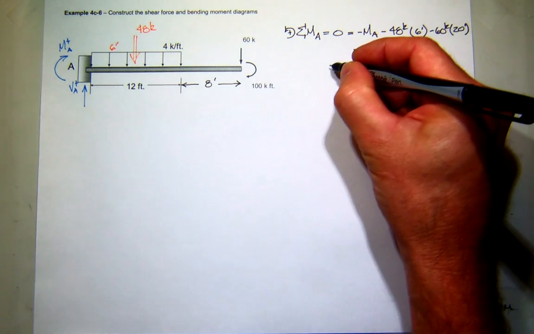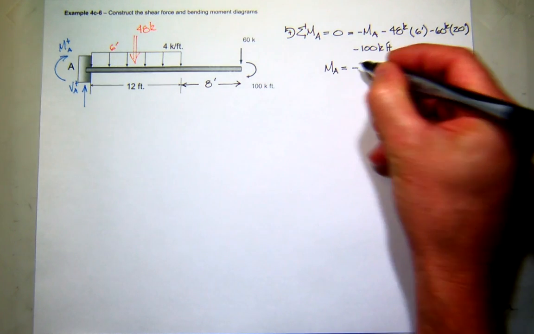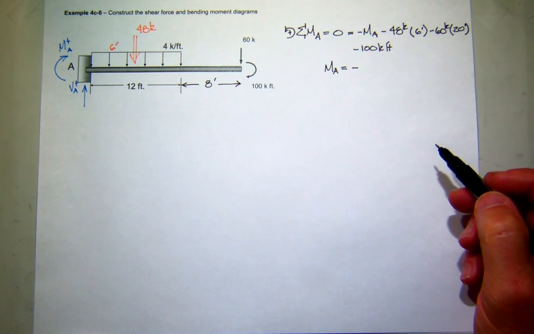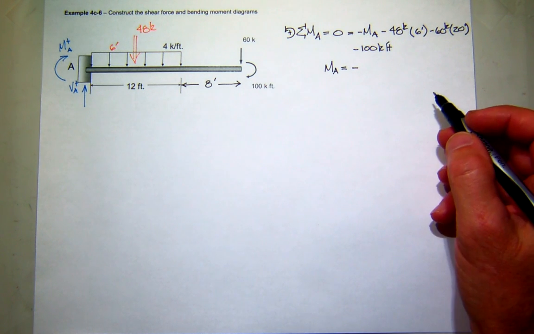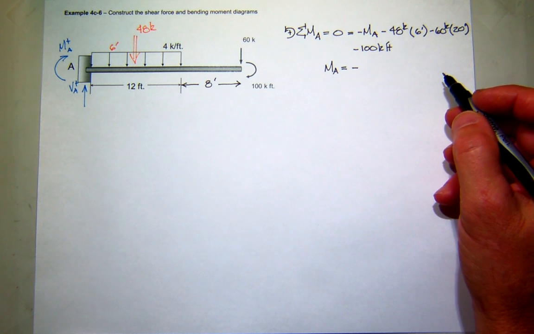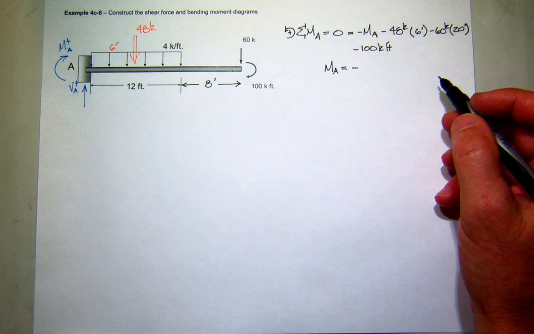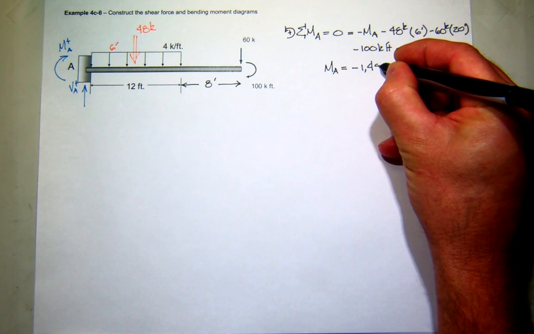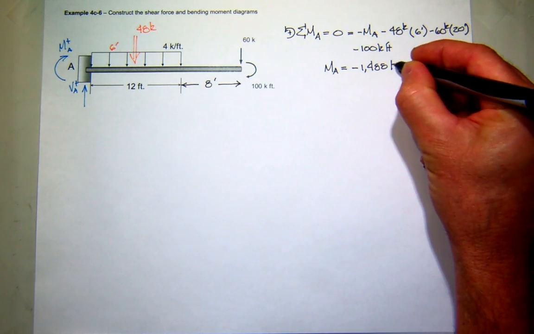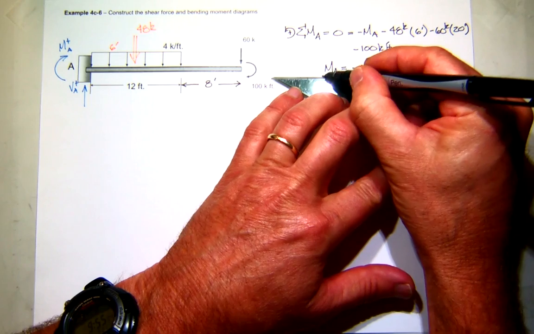So with all that, I should be able to solve for the moment at A. It looks like it's going to be negative. I don't know what all that is. You guys are going to have to help me with that. I have negative 1,488. Somebody help me check. Anybody else get that? 1488? I tried a new technique on my side. Yeah, I got it. Okay. So I got 1,488, and that would be kip feet. And it's negative, so it's negative moment. I'm sorry, negative bending moment.